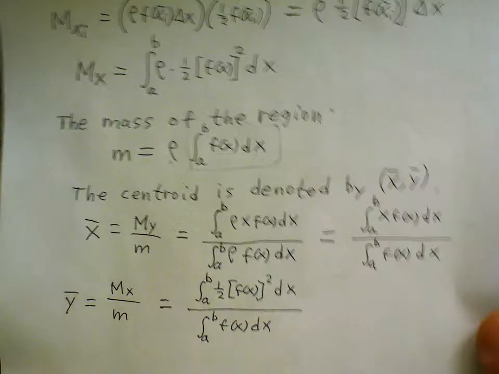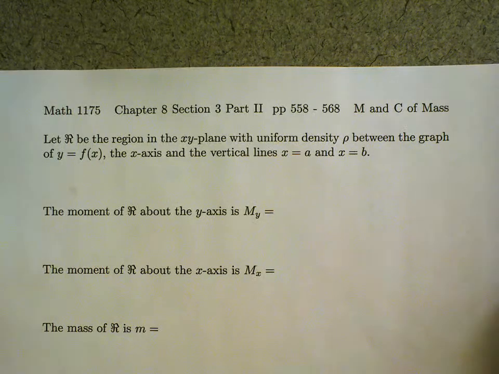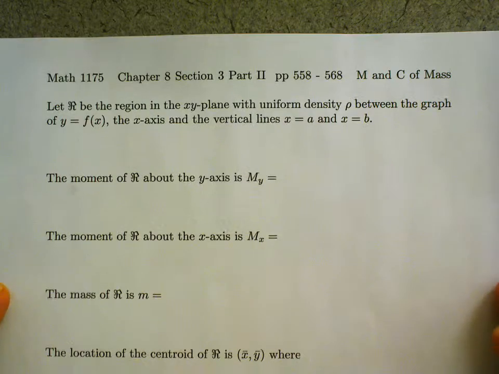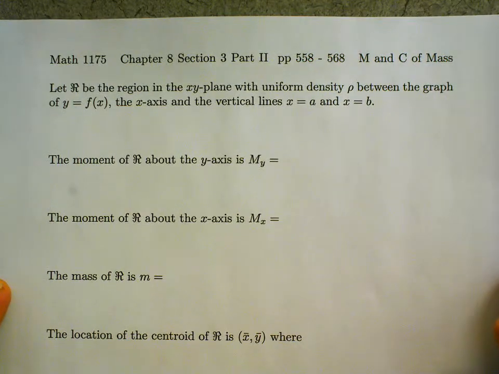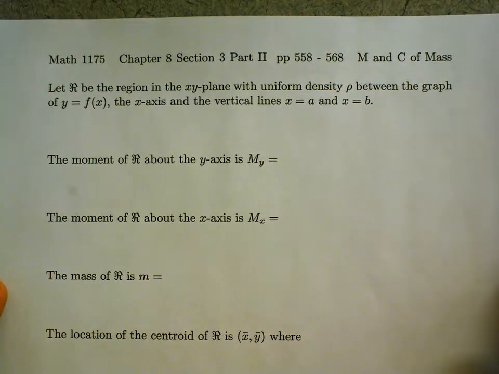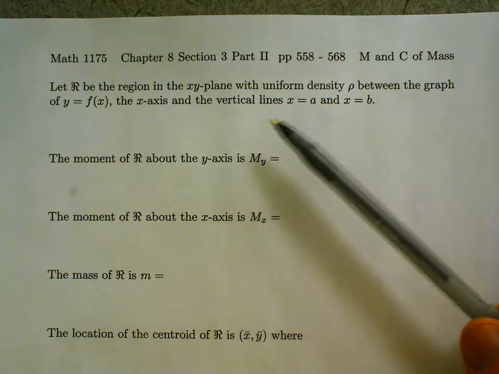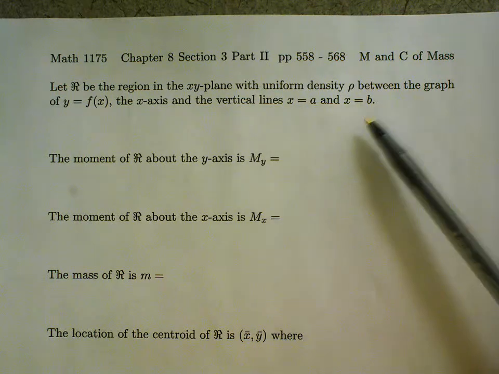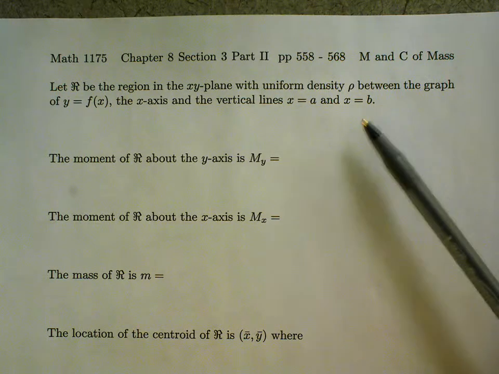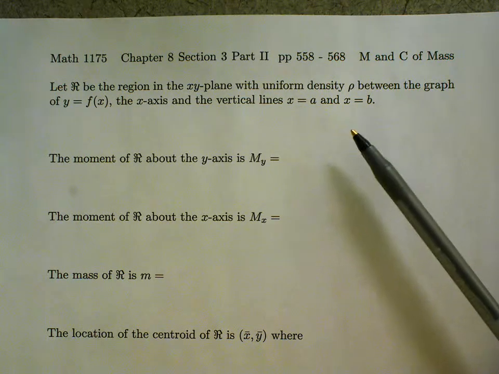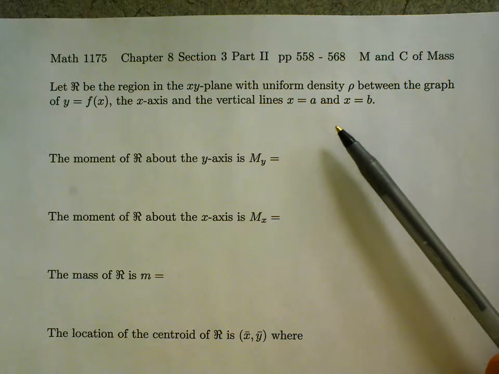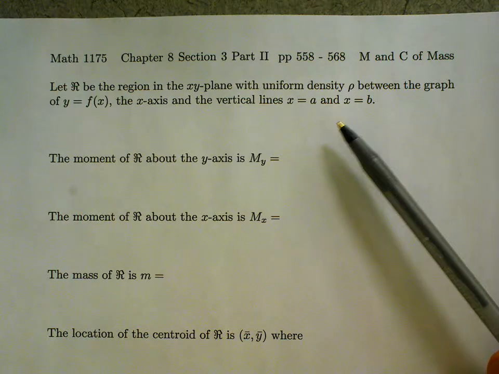Okay, on the next page, back to the lecture notes. We'll just summarize what we did. Let R be the region in the xy plane with uniform density rho between the graph of y equals f of x, the x-axis, and the vertical lines x equals a and x equals b.